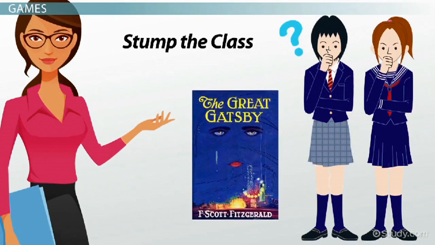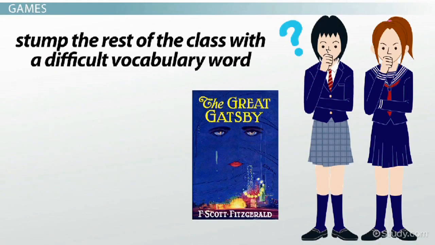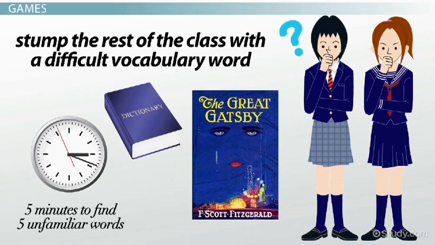While reading a novel, mark off a certain section or a group of chapters. The point of the game is to stump the rest of the class with a different vocabulary word. The students can work individually or in teams depending on class size. Each team will have about 5 minutes to find 5 unfamiliar words and use a dictionary to find the definition.